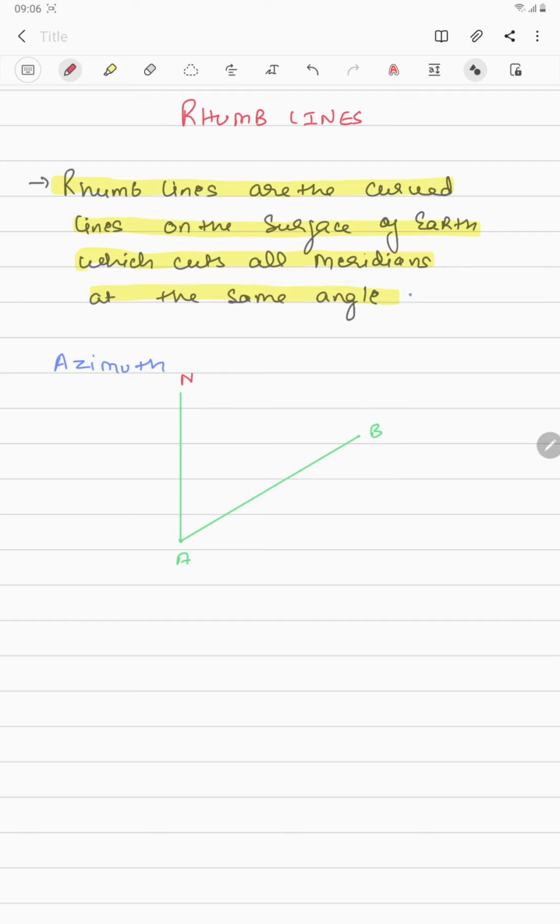From the true north, if I go clockwise, the angle made by the line joining the 2 points, which is your point A and your point B, with the true north. So if this angle is 50 degrees, guys, if you want to go from point A to point B, you need to travel 50 degrees from the true north. So I'm going to mark this up.